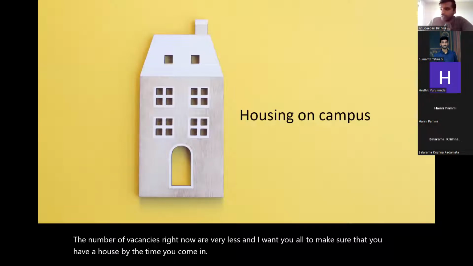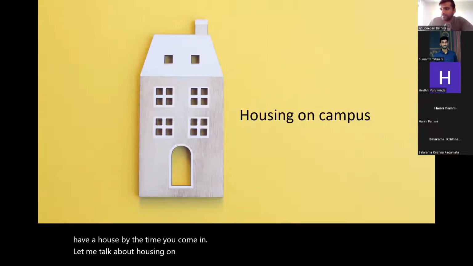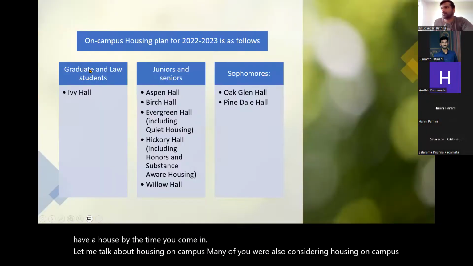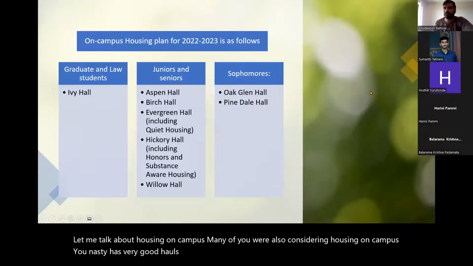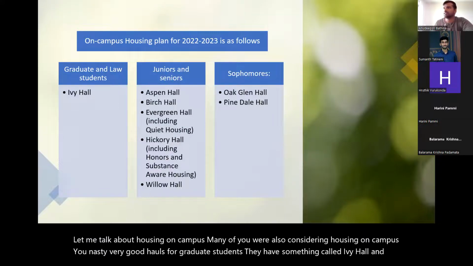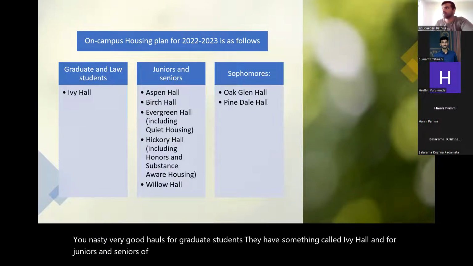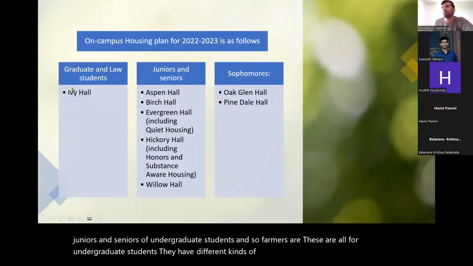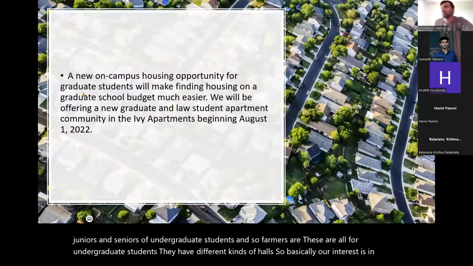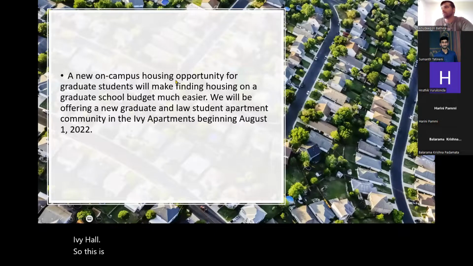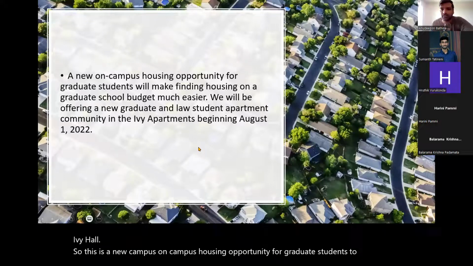Let me talk about housing on campus. Many of you were also considering housing on campus. UMass has very good halls. For graduate students, they have something called Ivy Hall. And for juniors and seniors of undergraduate students and sophomores, these are all for undergraduate students. They have different kinds of halls. So basically our interest is in Ivy Hall. So this is a new on-campus housing opportunity for graduate students to make housing easier.